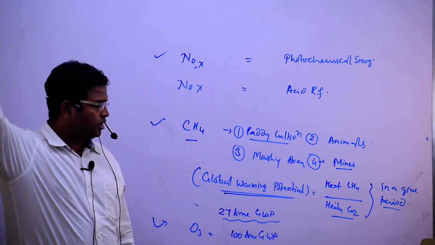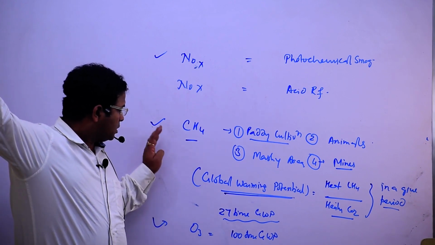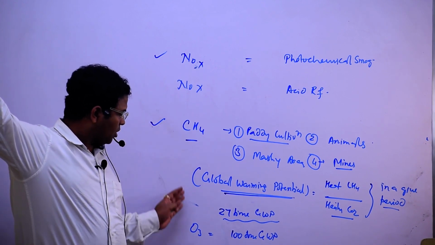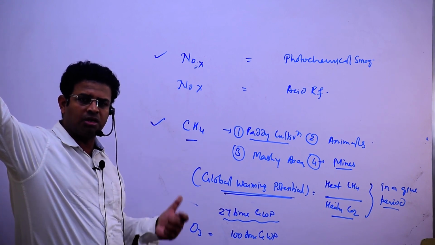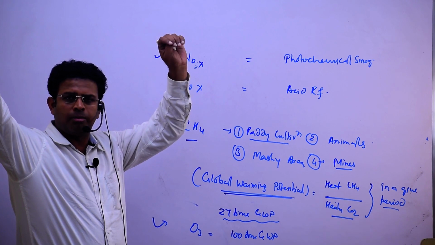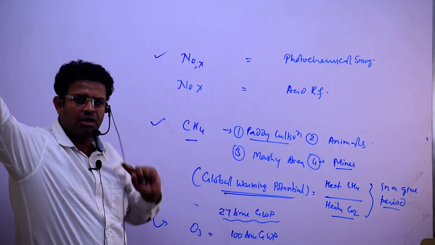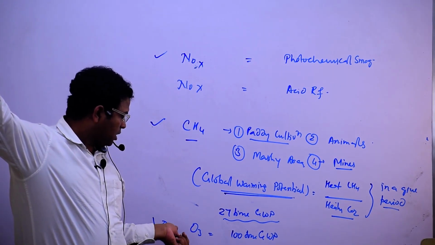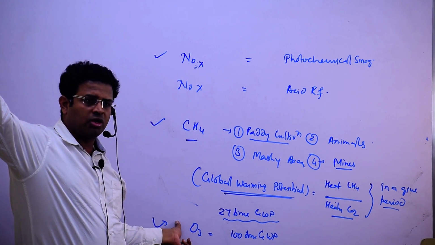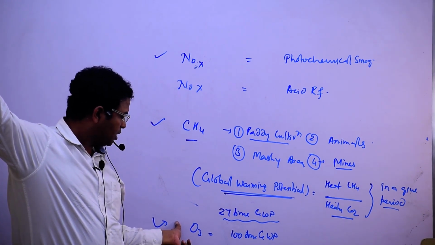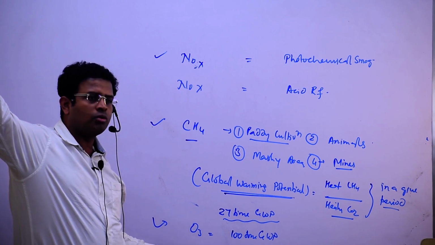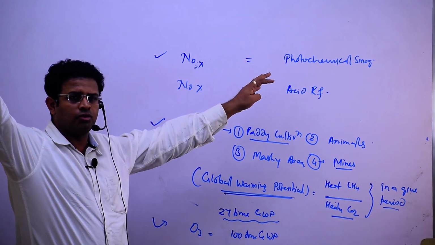Understood? So the methane is released, and the ozone gas, you people know where it comes from: photochemical smog on the earth surface, not in the upper atmosphere. I'm not talking about the upper atmosphere here. First I am talking about when it is available in the lower atmosphere, how it is affecting human beings.